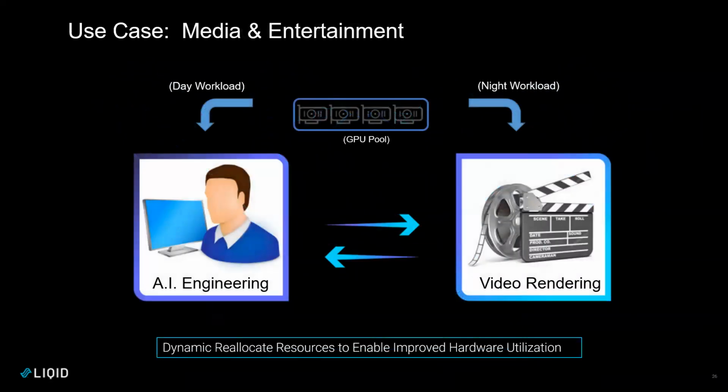This is probably an extremely easy one to understand. This is our media and entertainment deployment. We have a customer who uses these very expensive accelerators, 4 of them in a box. During the daytime, they compose those accelerators over to their AI engineers. When those guys go home at night, they recompose the fabric and give those same accelerators to their video rendering server. Basically, they've taken $50,000, $60,000 worth of hardware and doubled the utilization of that hardware by making it composable.